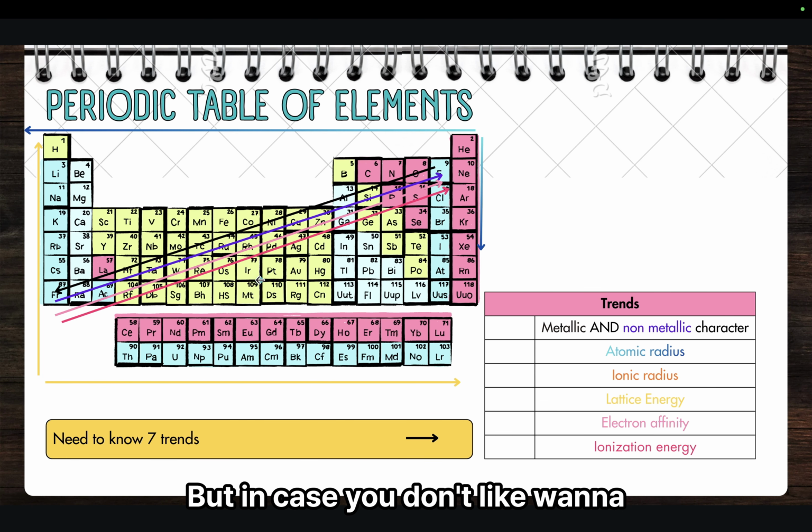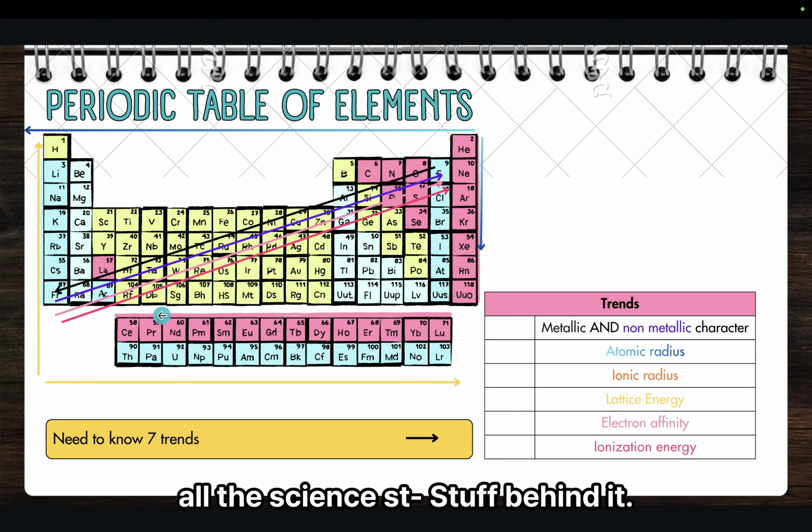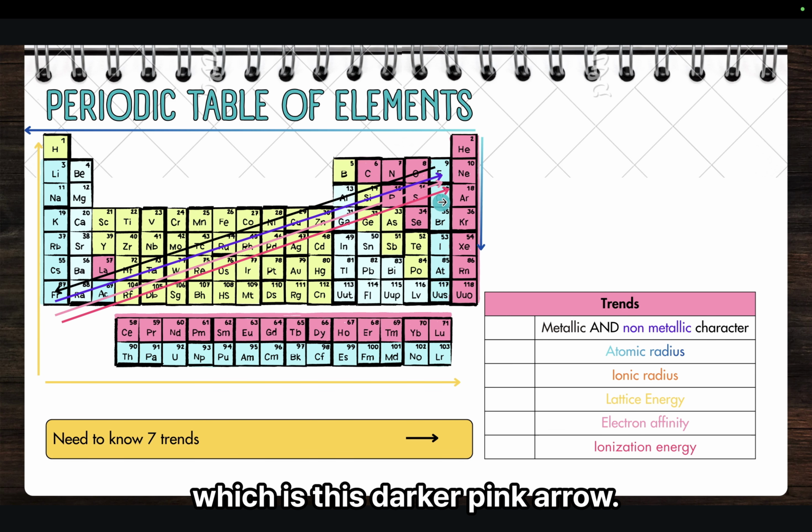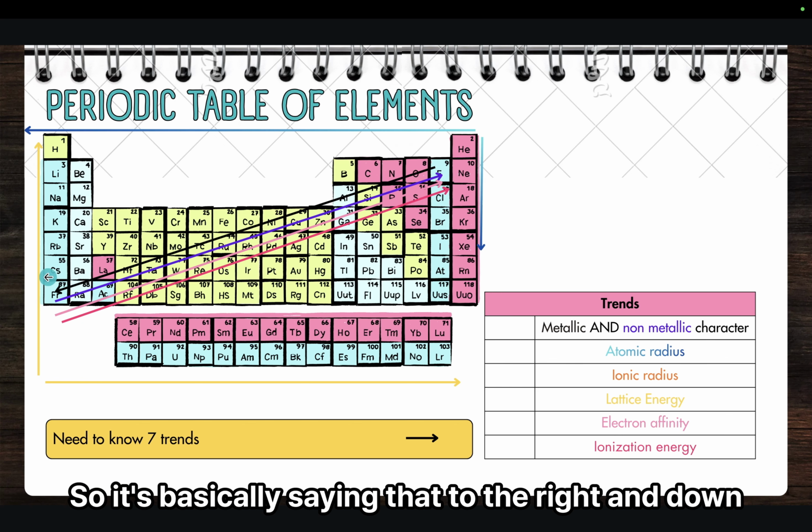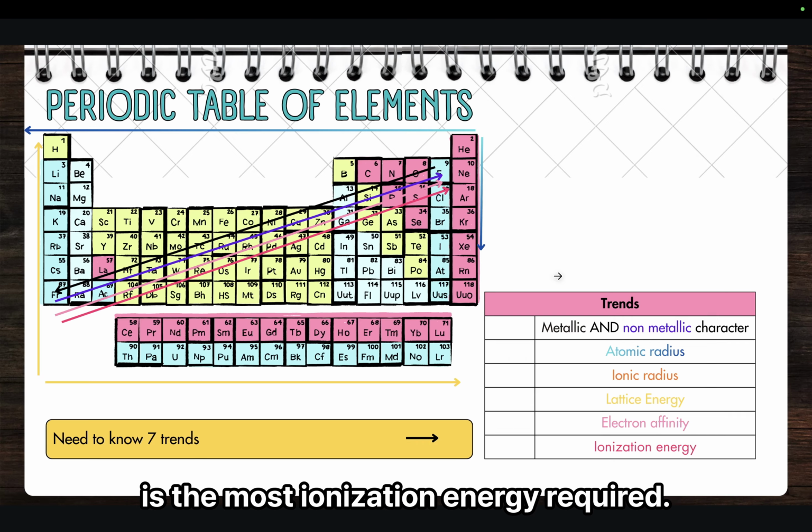atom. But in case you don't want to have to know all the science stuff behind it, just memorize this trend here, which is this darker pink arrow. So it's basically saying that to the right and down is the most ionization energy required.